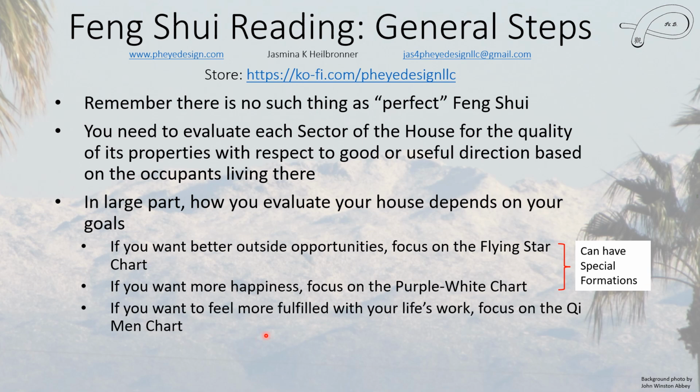Now, if you want to feel more fulfilled with your life's work, you focus on the Chiman chart. This can be work related, and if it's work related, you're going to look for either your life door or the open door or perhaps the chief. Depending on your area of work, you might also look at some of the other spirits. If it's your relationships, you usually look at the sixth harmony. But if you are in something like psychology, sixth harmony is also a good one. So you do all that kind of stuff.